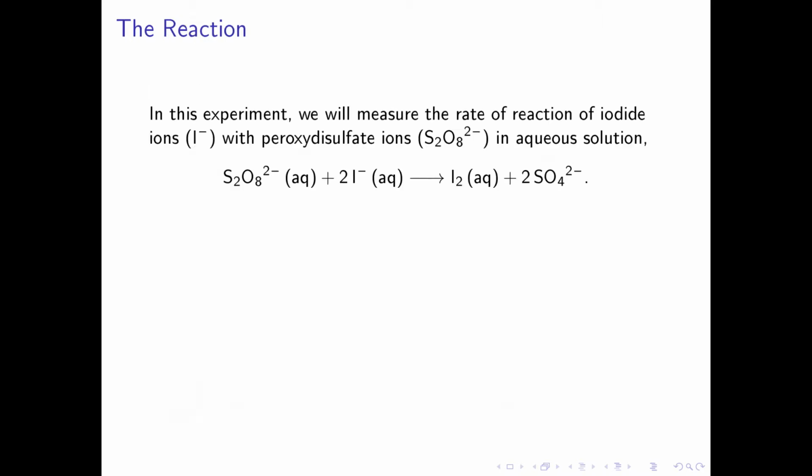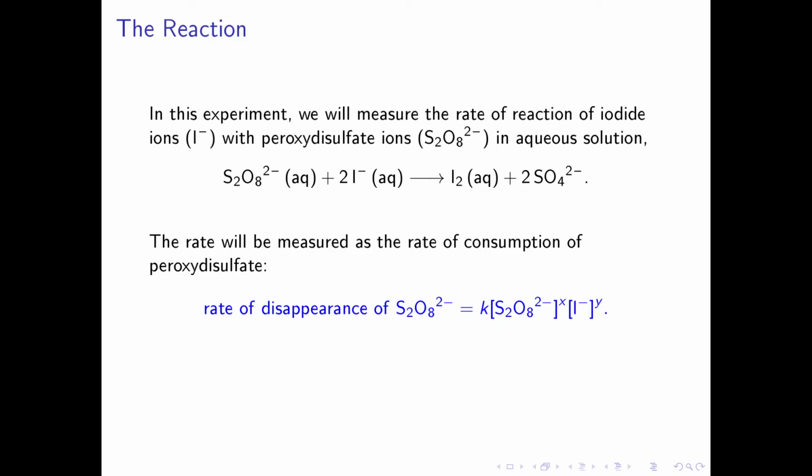In this experiment, we will measure the rate of reaction of iodide ions, I⁻, with peroxydisulfate ions, S2O8²⁻, in aqueous solution. The reaction is 1 peroxydisulfate ion reacts with 2 iodide ions, forming molecular iodine and 2 sulfate ions. The rate will be measured as the rate of consumption of peroxydisulfate, so that the rate of disappearance of S2O8²⁻ is equal to the rate constant k times the concentration of peroxydisulfate raised to the x power times the concentration of iodide ion raised to the y power. Our goal is to determine the values of x, y, and k.